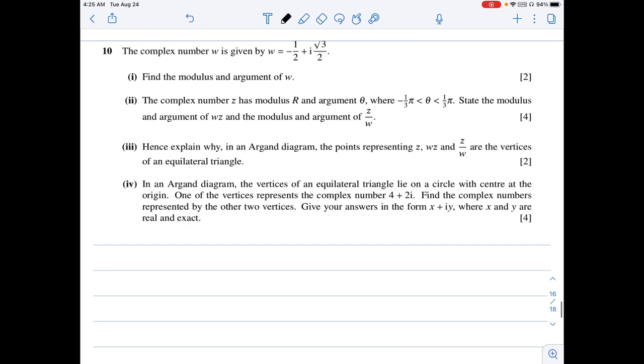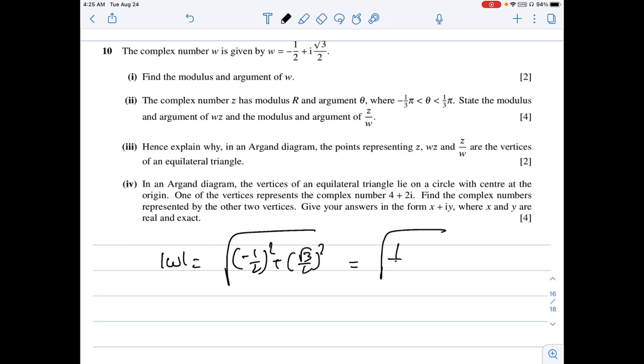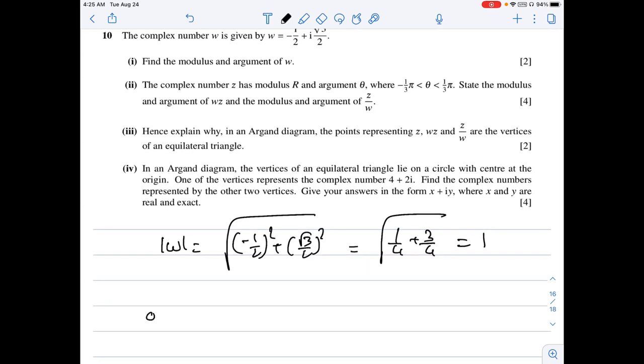Last question, the complex number omega is given by this one. Find the modulus and the argument of omega. So the modulus of omega is equal to the square root of (negative 1 upon 2) whole squared plus (root 3 upon 2) whole squared, which is 1 upon 4 plus 3 upon 4, which is 1. Argument of omega is tan inverse of root 3 upon 2 divided by 1 upon 2, which is tan inverse of root 3, which is nothing but pi by 3.